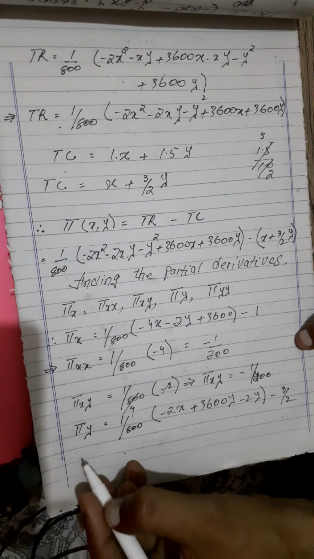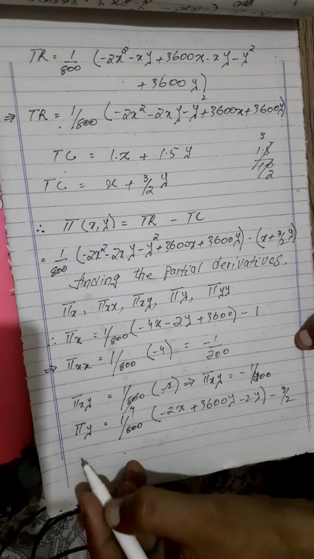Again partially differentiating with respect to y, pi yy equals 1 over 800 times minus 2, which is minus 2 over 800, which will be equal to minus 1 over 400.